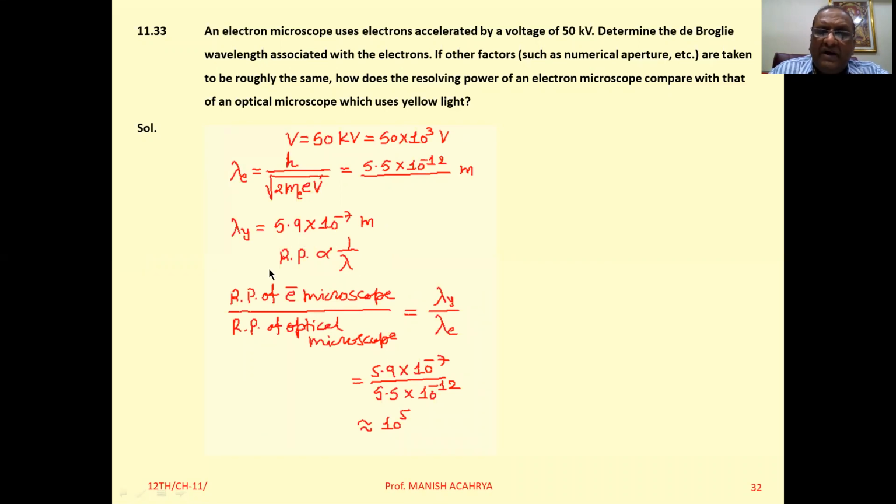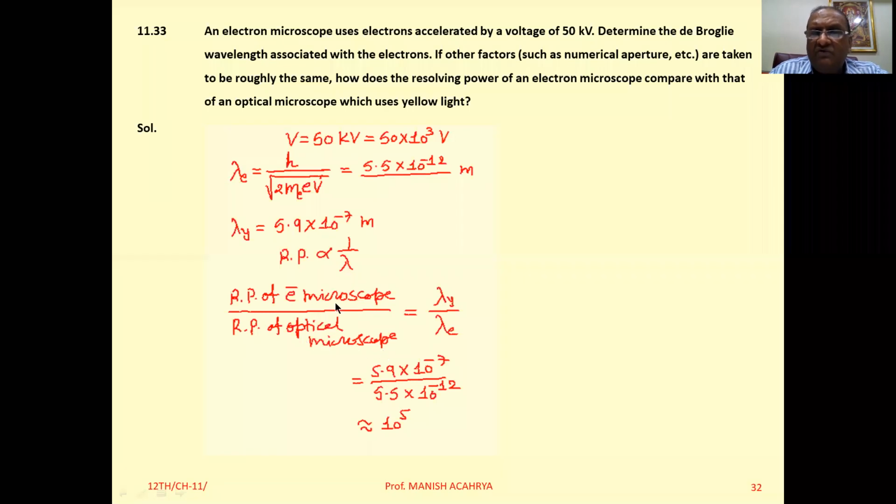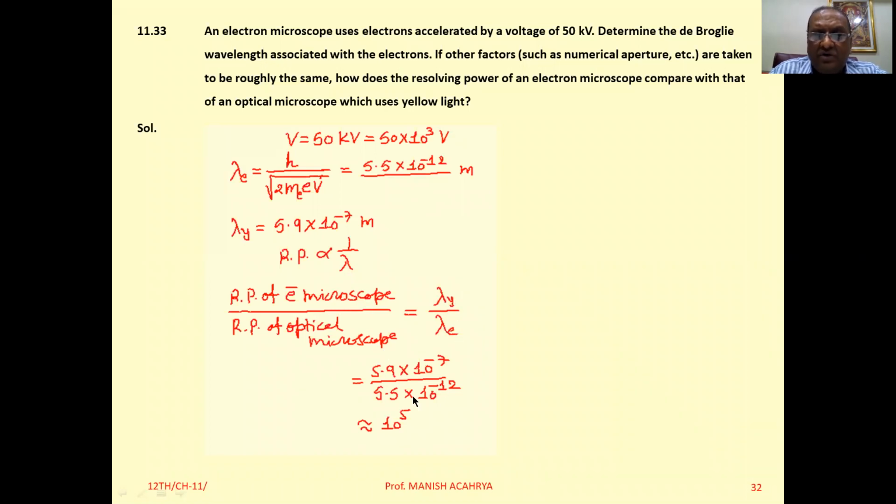Now resolving power is proportional to 1 upon lambda. So here we have to compare the resolving power of electron microscope and optical microscope. So resolving power of electron microscope divided by resolving power of optical microscope. Now resolving power is inversely proportional to lambda. So we can write this is equal to lambda yellow upon lambda electron. So that is 5.9 into 10 raised to minus 7 divided by 5.5 into 10 raised to minus 12.